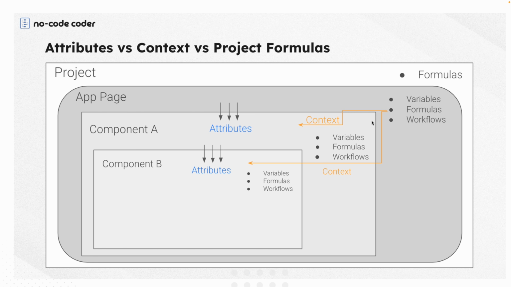Now notice from the previous slide, I moved the arrows from the variables to the formulas, because we can't actually expose the variables natively further down the tree. What we can do is expose formulas and workflows, and in the formulas we can then return the value of the variable. So that means we can expose the dark theme variable through a formula that's exposed in context, and then component A, component B, and so on and so forth can grab those.